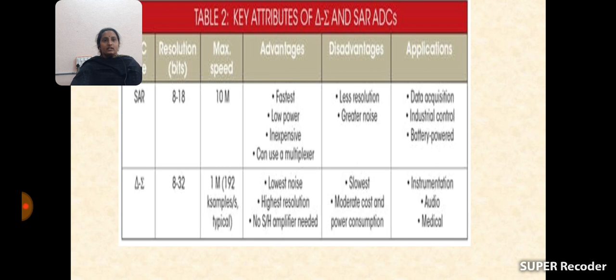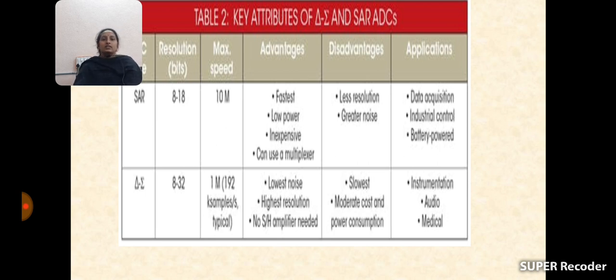And in industrial control systems also it is used, and also in battery powered systems. What are the applications of successive approximation A to D converters? First one, it is used in data acquisition systems, it is used in industrial control systems, and it is also used in battery powered systems.